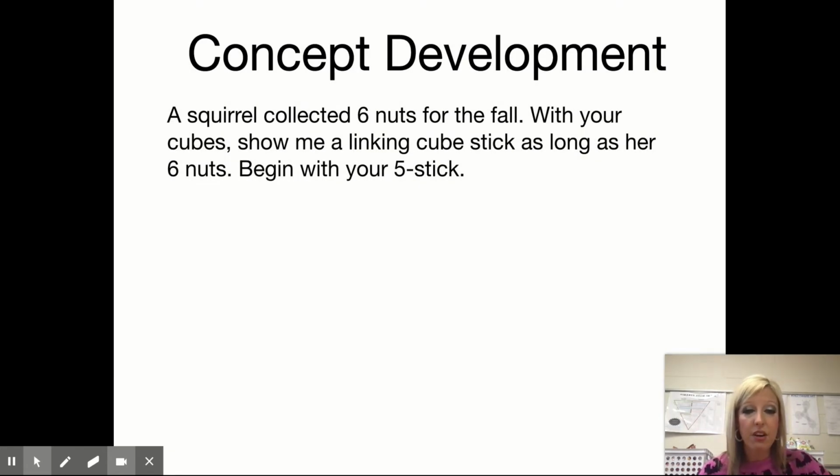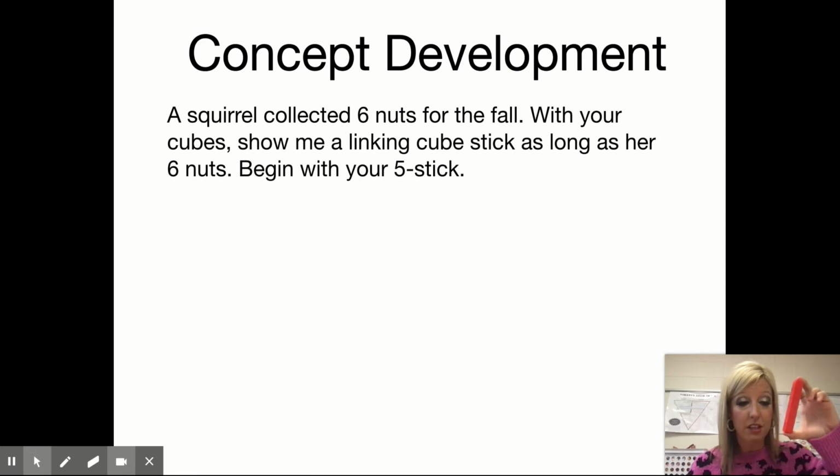A squirrel collected 6 nuts for the fall. With your cubes, show me a linking cube stick as long as her 6 nuts. Begin with your 5 stick. So yesterday we worked with our 5 stick. And how many are we working with today? You're right, 6. So we're going to add one more to that. And let's count to make sure we got it right. 1, 2, 3, 4, 5, 6.